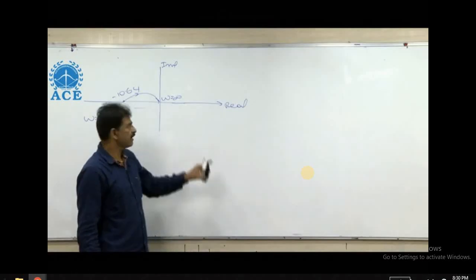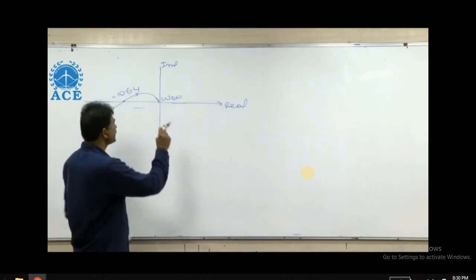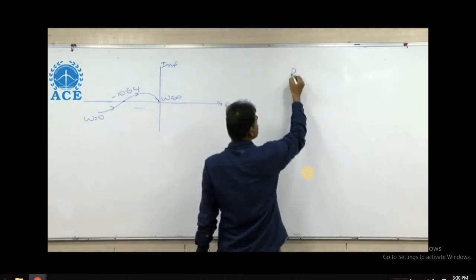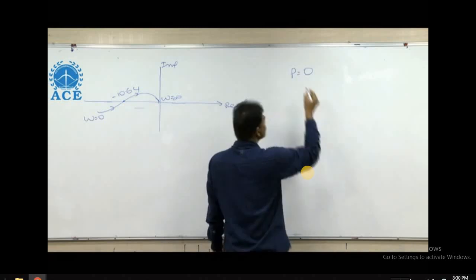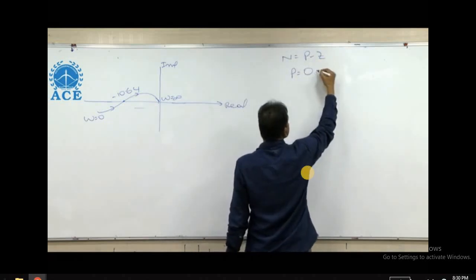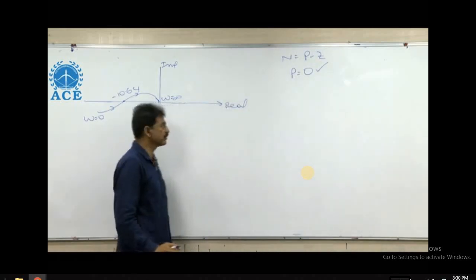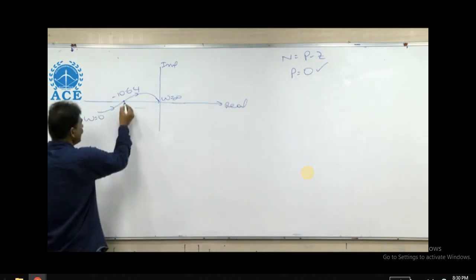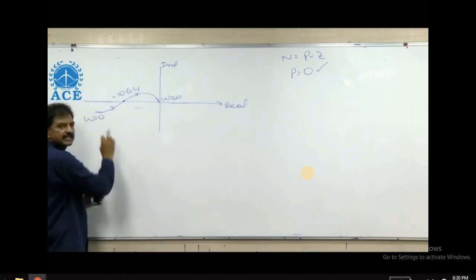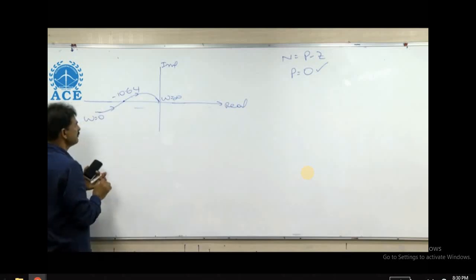The Nyquist plot of the loop transfer function G(s)H(s), which has no right hand pole, is given below. No right hand pole means in the formula N is equal to P minus Z, P is equal to 0. This is given data. This is a type 2 system because it is starting at near minus 180 degrees.